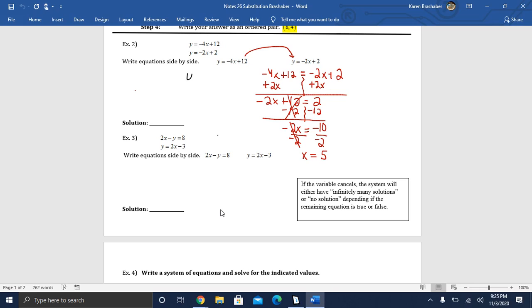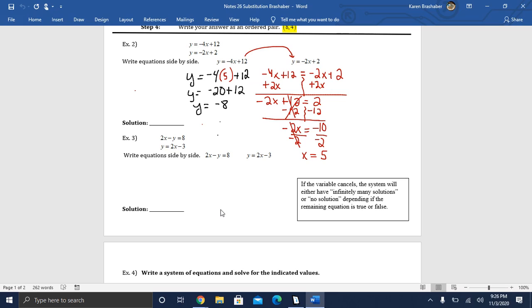So I have y equals negative 4, and then I found my x value to be 5. So I'll substitute that in, and the rest of my equation is plus 12. So y equals, now you can use Desmos if you need to, negative 4 times 5 is negative 20. And so I have negative 20 plus 12, and y equals negative 8.